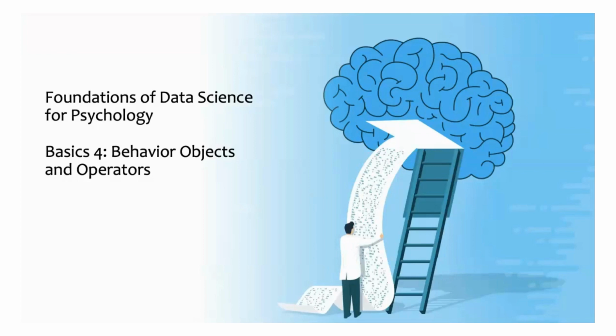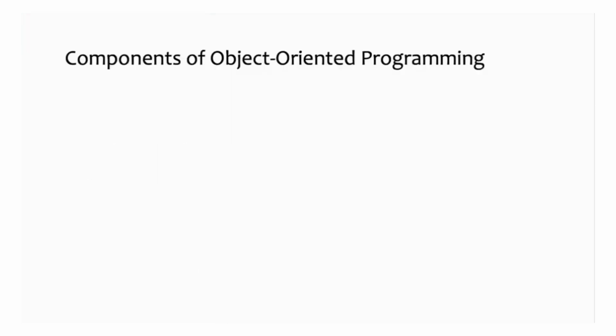In this lesson, we're going to continue talking about the components of object-oriented programming, and we'll discuss behavior objects and operators. So for review, let's discuss all the main components of object-oriented programming. What are we actually working with?